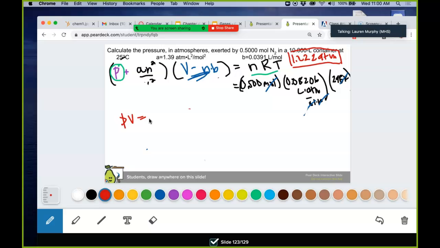PV equals nRT. Rearranged, P equals nRT over V. What's the moles? 0.5, right? I know it's more sig figs, but you know. R is 0.08. It's the gas law constant.